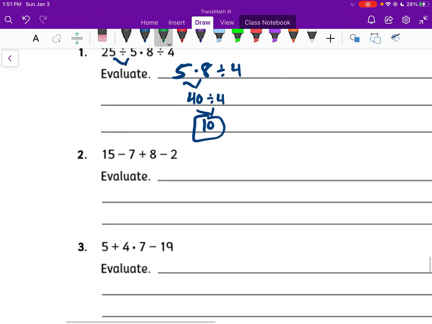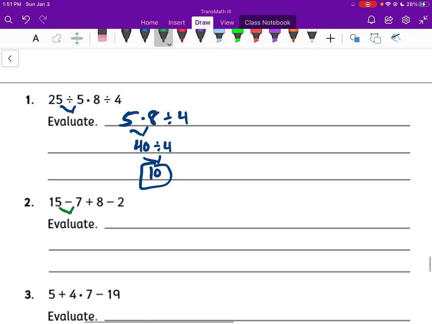For number 2, okay, subtracting, adding, subtracting, all adding and subtracting, so we're just going to work from left to right. 15 minus 7, we will get 8. Okay, and then we've got plus 8 minus 2. Again, just working from left to right. 8 plus 8, we get 16. Minus that 2, 16 minus 2, we will finally get 14 for that one.